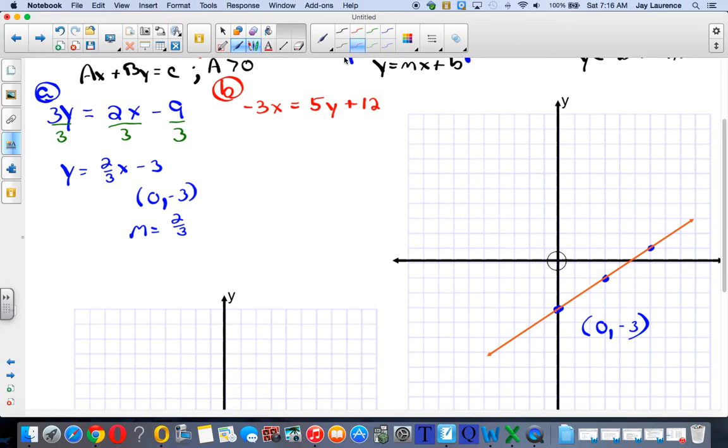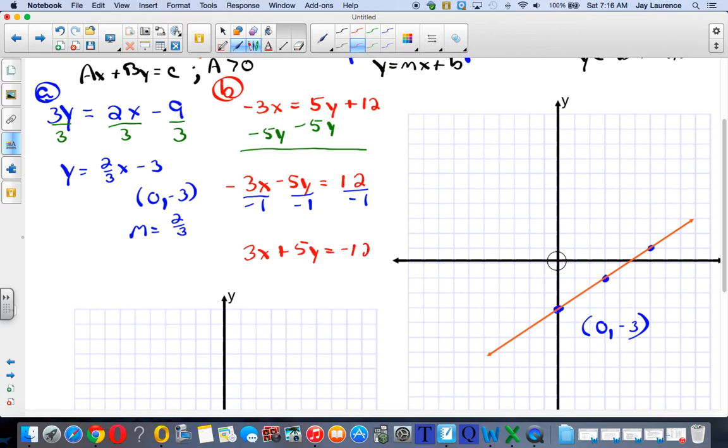All right, the red one over here, I'm going to go to standard form on. So I'm going to subtract the 5y from both sides. And I know that these are not like terms, so I'm just going to write down negative 3x minus 5y equals 12. But remember, a has to be positive, so I could either divide by negative 1, which most of you like to do, or I could multiply by negative 1. And that will be fine. I will end up with 3x plus 5y equals negative 12.